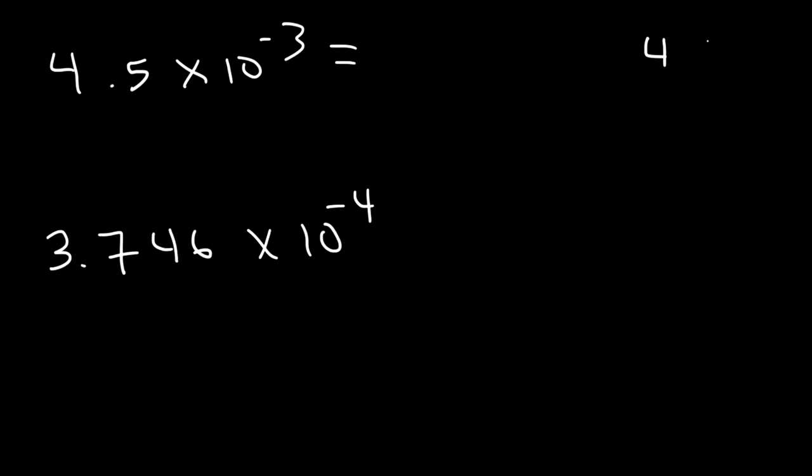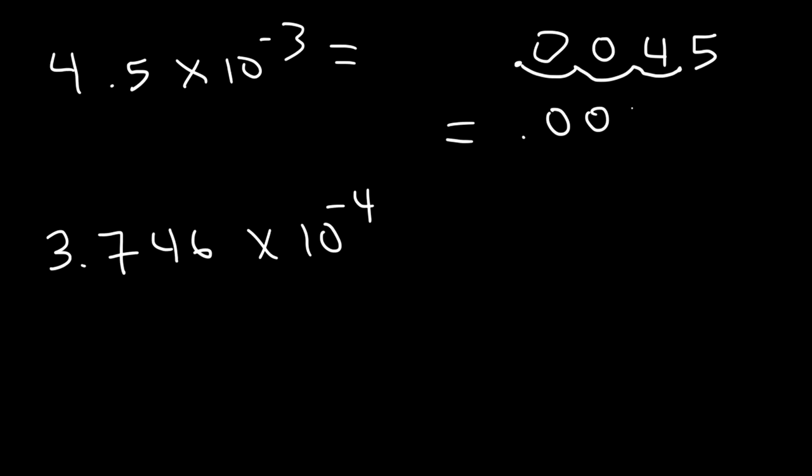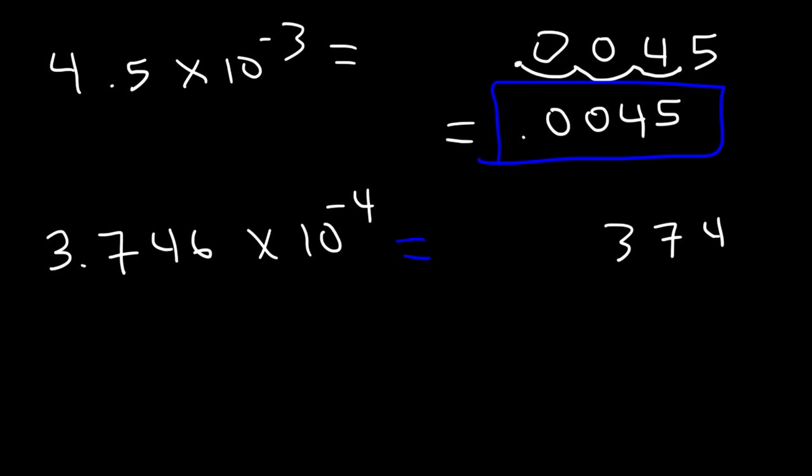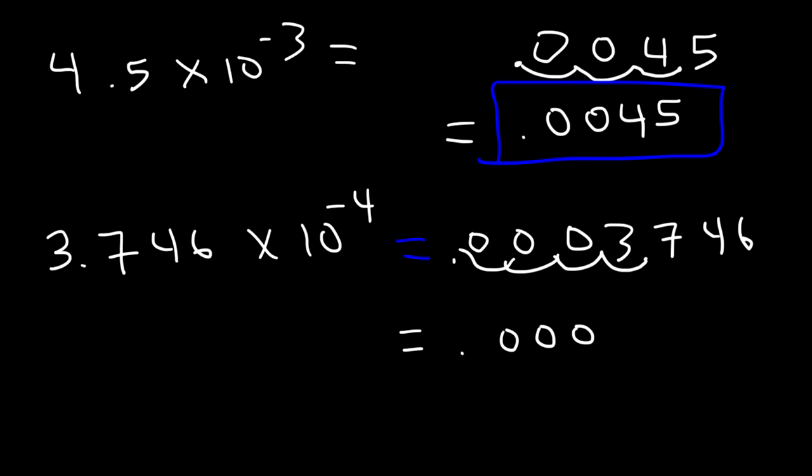So first let's write 4 and 5. The decimal's here. This is 1, 2, 3. So now the decimal's here. So this is equal to 0.0045. Now for the next example, we need to move 4 spaces to the left. 1, 2, 3, 4. So this is going to be 0.0003746.